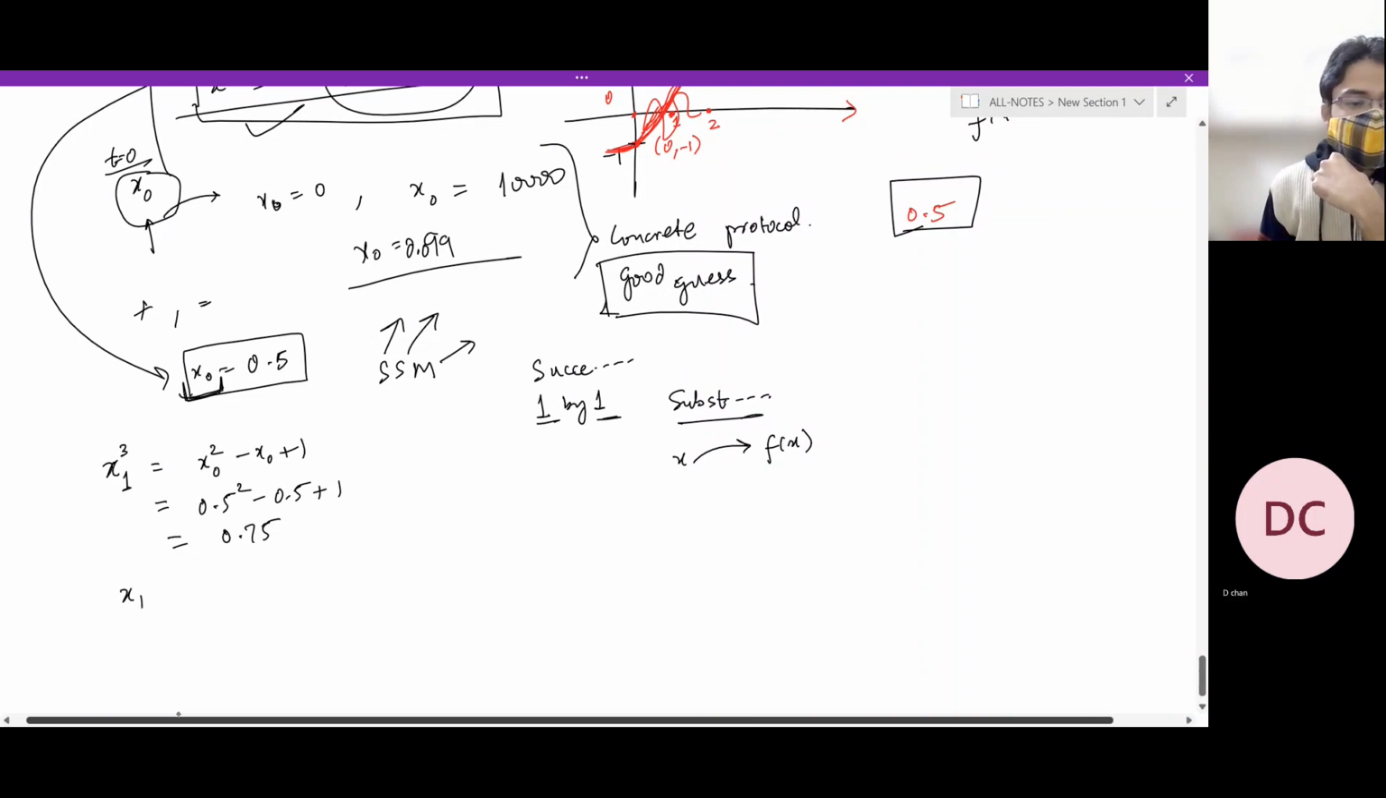So then x1 would become, if we take just the real value of this, something like 0.9086, right? You can check it with your calculator if you have one. Yes, I am trying.